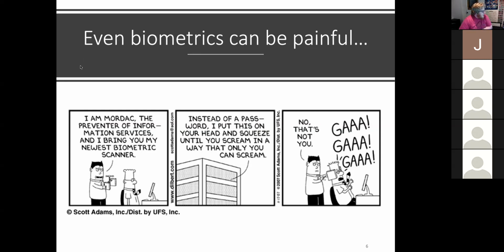Okay, Mordac, the preventer of information services, and I bring you my newest biometric scanner. Instead of using a password, I put this on your head and squeeze until you scream in a way that only you can scream. No, that's not you, yeah.